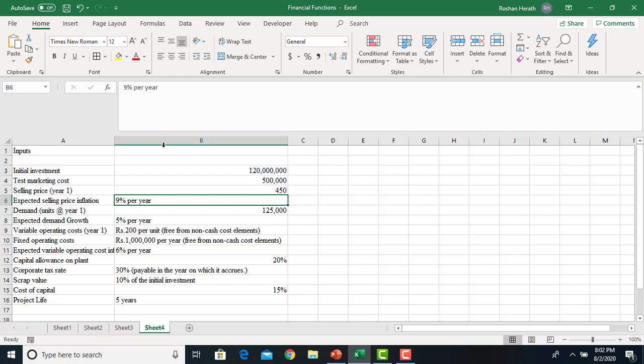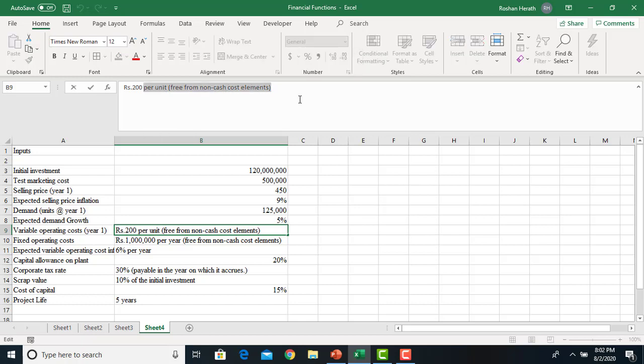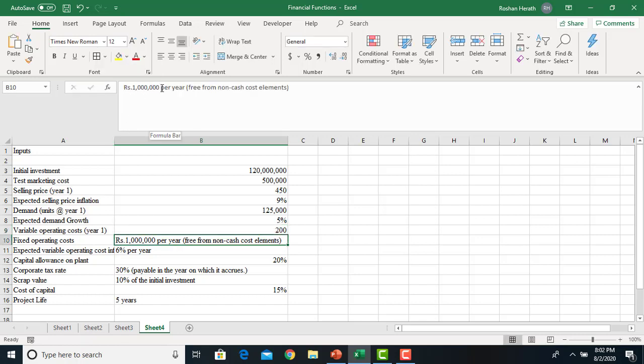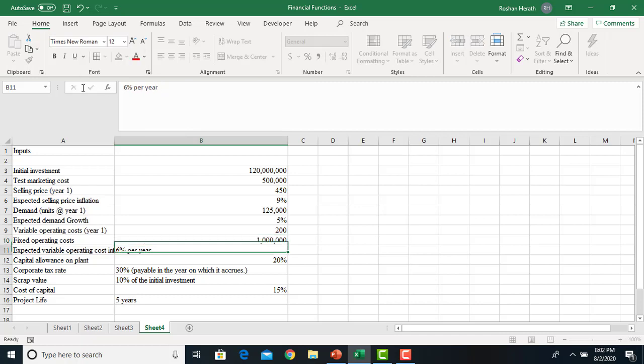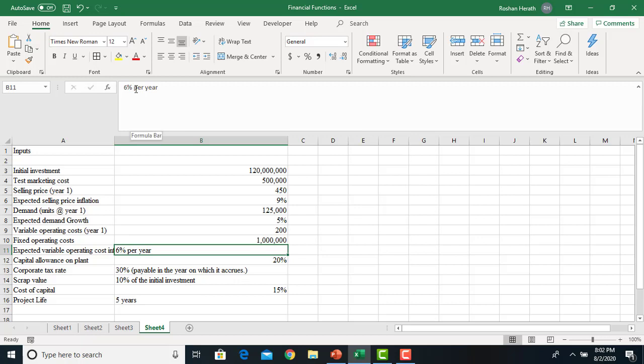The selling price, so you can remove it. We are going to make the references. So 9% is enough per year. And demand, it's okay. Expected demand growth there. The variable operating cost, it is free from non-cash elements. That is the most important thing. That is something to be remembered. And it's 200. And the fixed operating cost is given. Remove it. Then 6% per annum. 6% per annum removed.